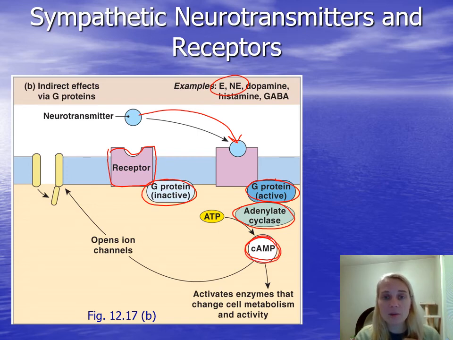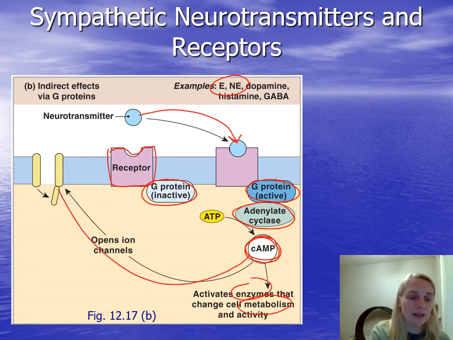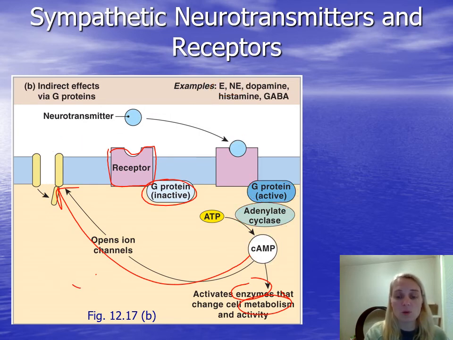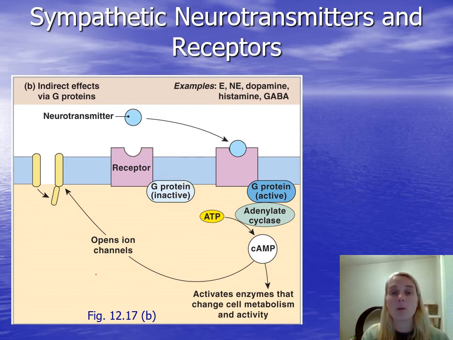Sometimes it's activating enzymes, changing cell metabolism, or in this case it can open ion channels. If it's sodium, it's going to excite the cell, right? If you have sodium or calcium or any other positively charged ion going into the cell, that's an excitatory response. So if you need to go back and review G protein receptors, you can do that. Maybe you can just Google or YouTube a little. I'm going to post some in the helpful links, so you'll have an example with epinephrine or norepinephrine, one of the two.